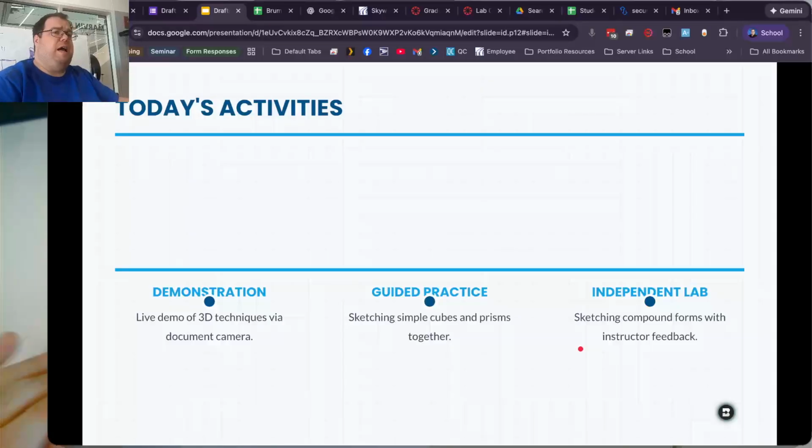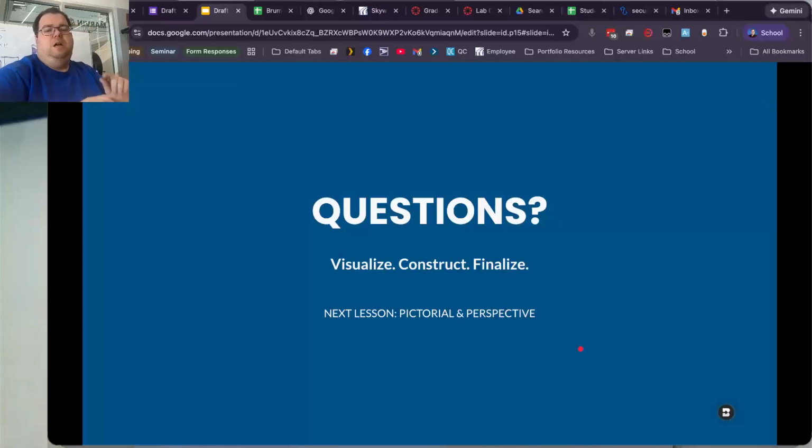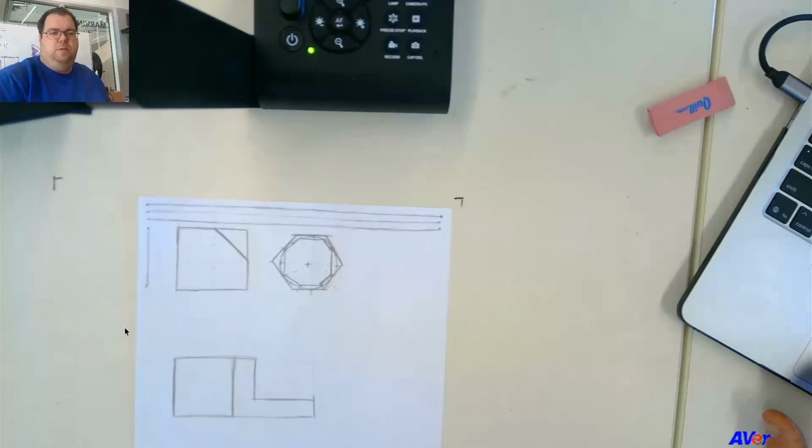So what we're going to do is I'm going to demonstrate some three-dimensional sketching techniques. You'll go through and do those with me. And then you'll have an assignment to do a couple more. And it'll all be on this same piece of paper. Alright, so let me flip over to the screen and we'll get started on this. Minimize. There we go.